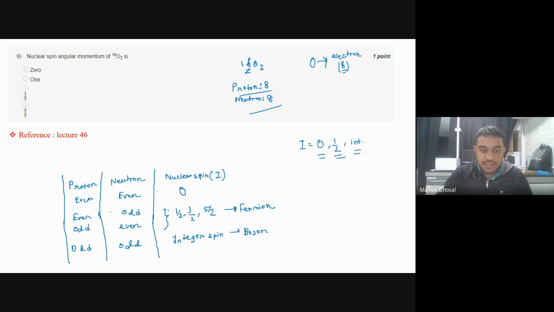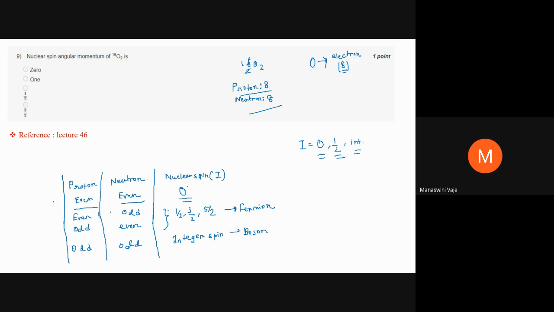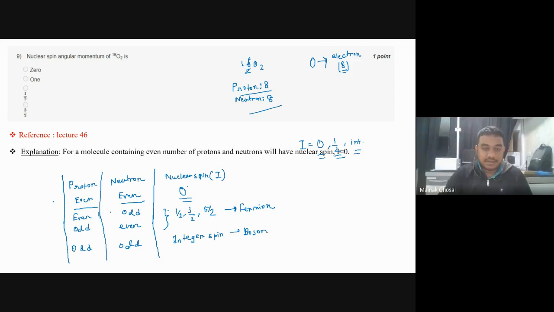So it will fall under which category among these three? First one: even, even. How much will be its nuclear spin? 0. Exactly. So for this oxygen, the answer is 0. You got it? How have you calculated?